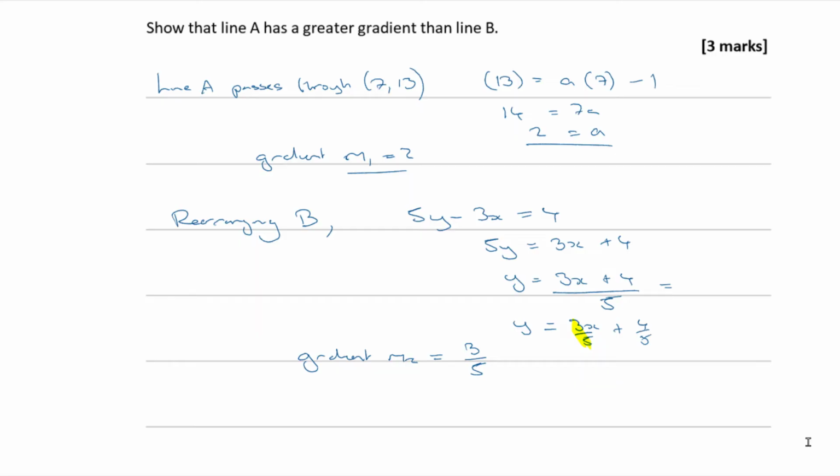Okay, so we know that m1, the gradient of line A is 2, and the gradient m2 is 3/5. So we know now then that m1 is bigger than m2.